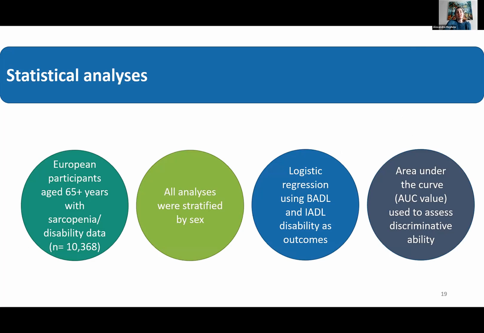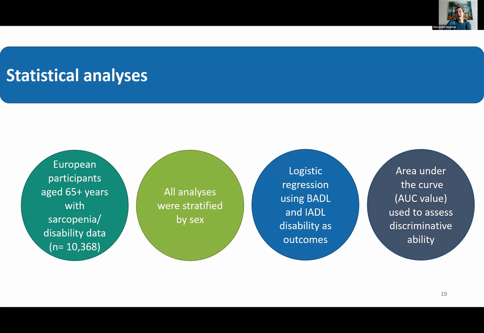For our statistical analyses, we further limited our sample to participants of European descent, age 65 years and older, since you don't tend to see sarcopenia in people much younger than that, and those who had the data required to diagnose sarcopenia and determine their disability status. So we had a final sample size of just under 10,000 people.